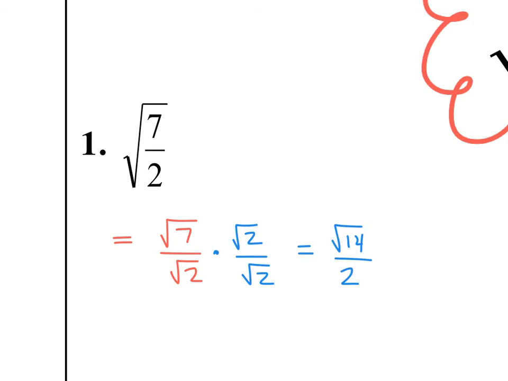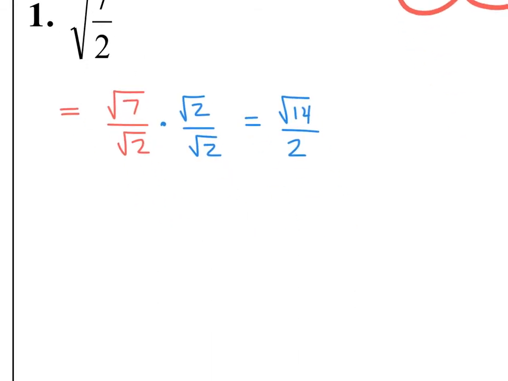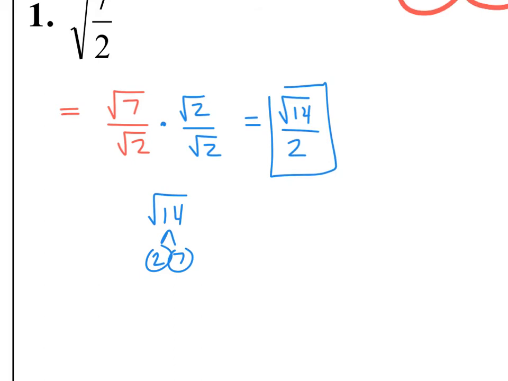And you can try to simplify radical 14. So I have radical 14. Let's see if we can simplify it. 2 and 7, those are prime, so I can't really simplify it. So this is my final answer, radical 14 over 2.